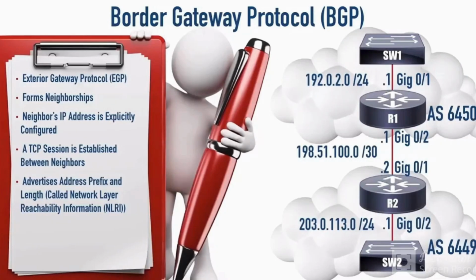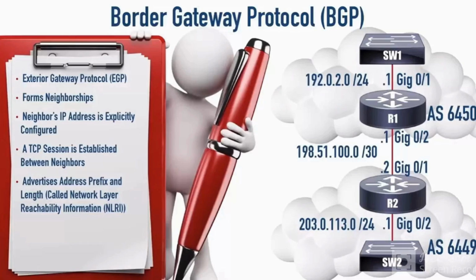But there's a new term for you here in BGP. When BGP sends this address prefix, the network address, and the length, which is the number of bits in the subnet mask, we call that information NLRI information, network layer reachability information.